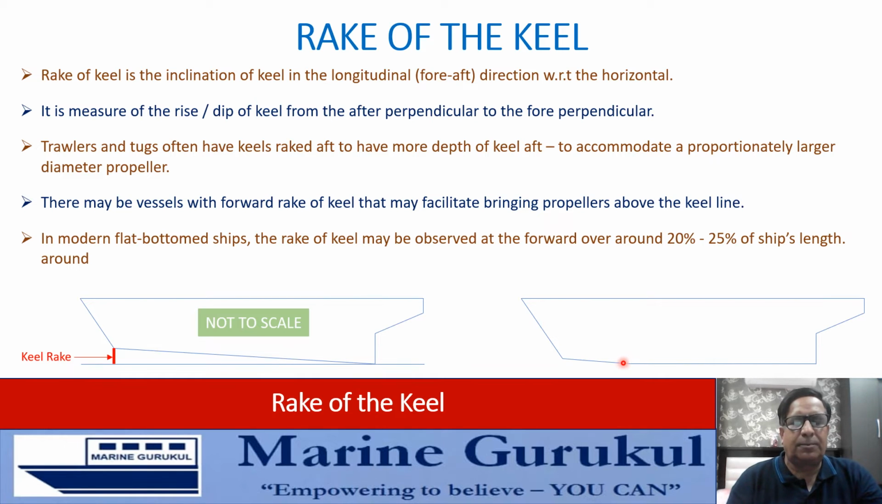You may have seen the bulbous bow. If you have seen the ship in the dry dock, you may have found that the center line blocks end at a certain stage, and after that the bow lifts up. That is because of the rake of the ship in the forward part. In such a case, this will be the measure of the keel rake.